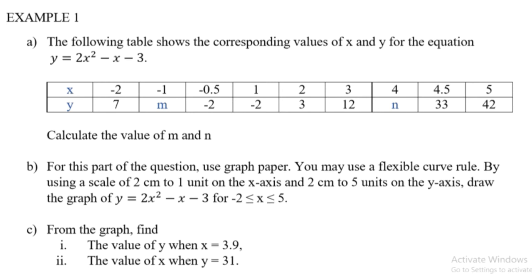For 1b, for this part of the question, use graph paper. You may use a flexible curve rule by using a scale of 2 cm to 1 unit on the x-axis and 2 cm to 5 units on the y-axis. Draw the graph of y = 2x² - x - 3 for x greater than or equal to -2 and less than or equal to 5. 1c, from your graph, find first the value of y when x = 3.9 and second the value of x when y = 31.